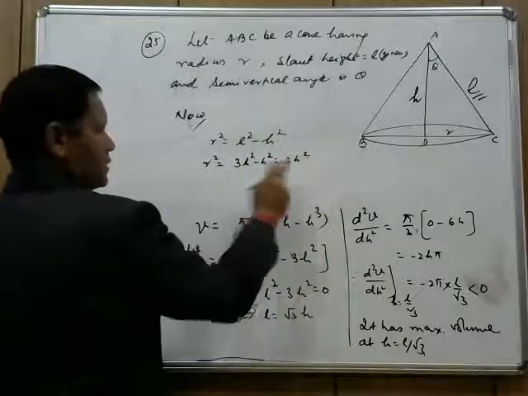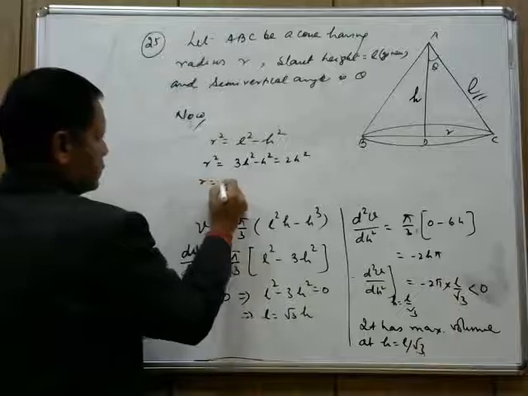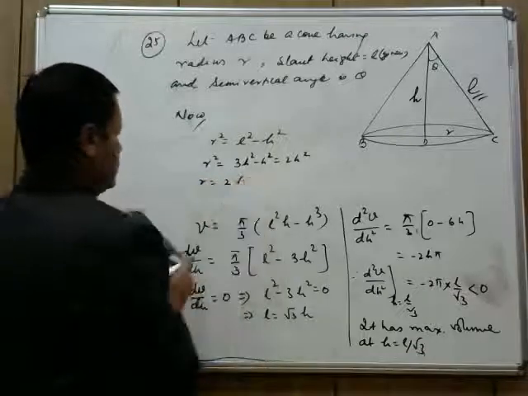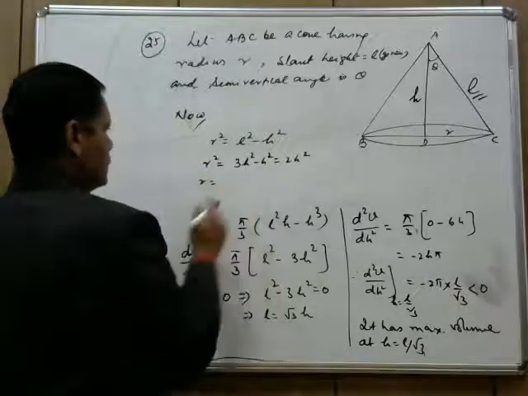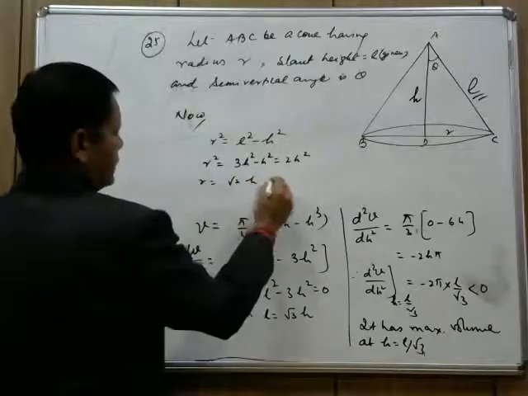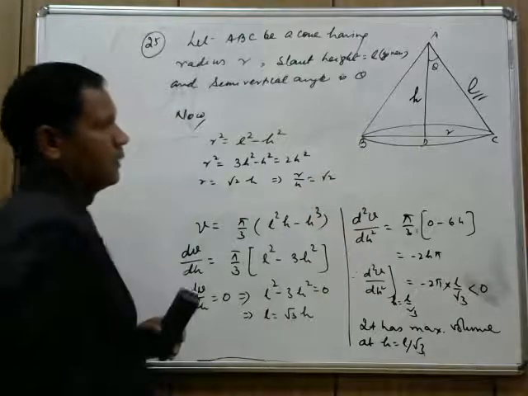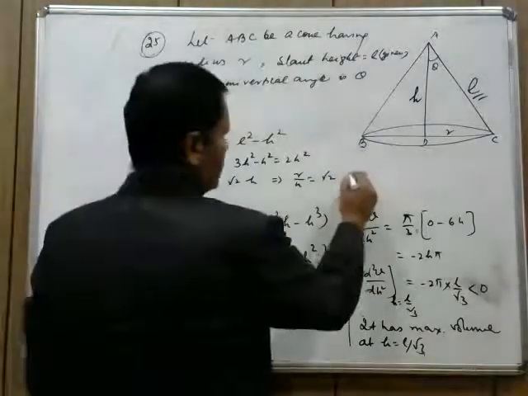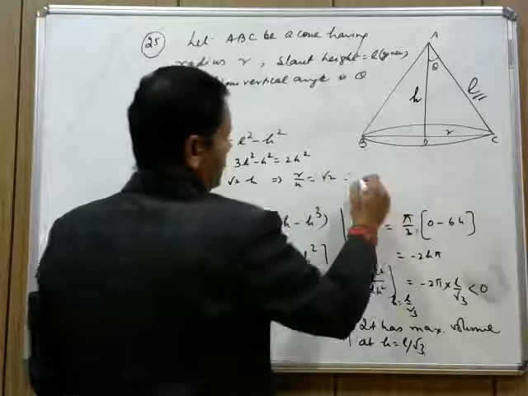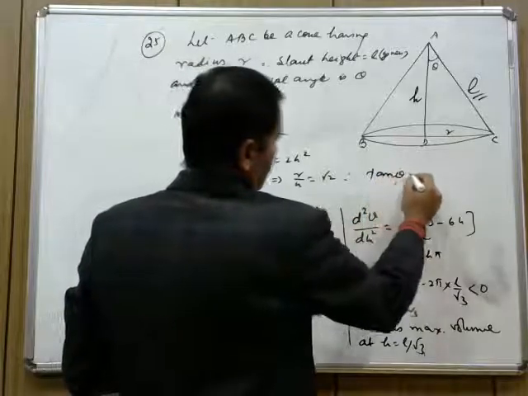So now R square is equal to 2h square. Therefore, R is equal to root 2 h. It implies that R by h is equal to root 2. And tell me now, R by h is equal to what? Tan theta is equal to root 2.